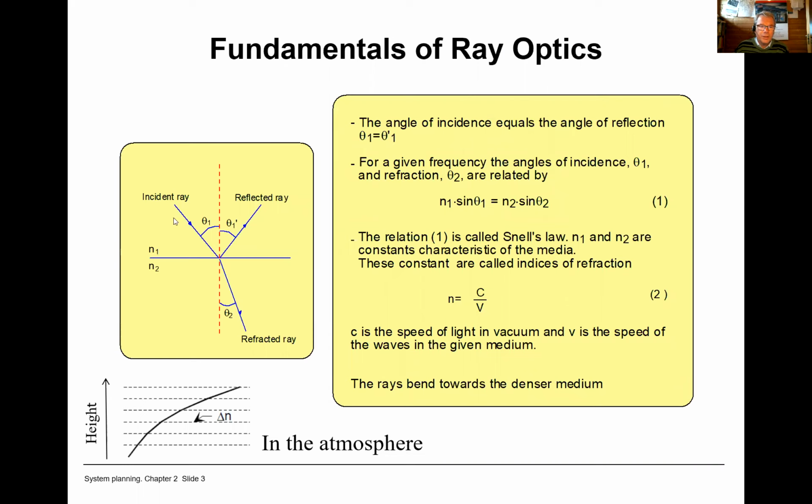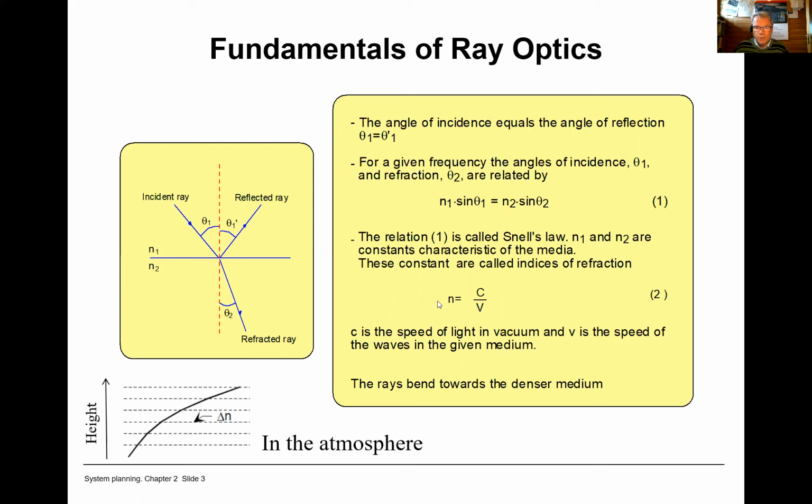And here you see an incident ray and a reflected ray. These two angles are equal. And then you have Snell's law, where you have this bending given by the formula here, coming in here, going out here. And this medium is thicker than this one. I see that because this angle is smaller than that one.